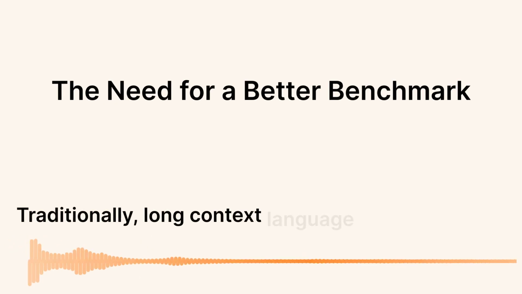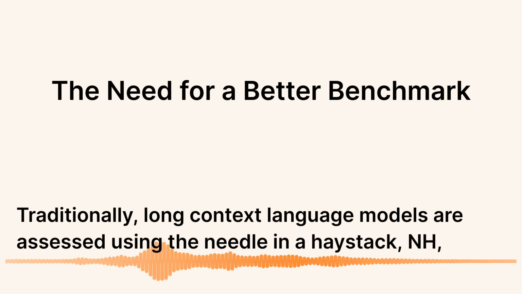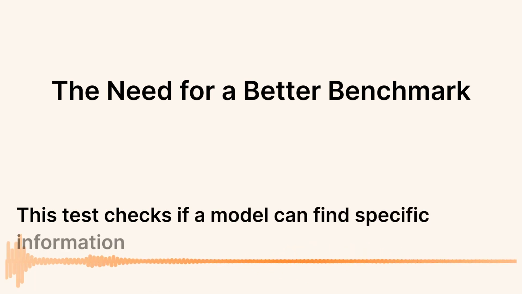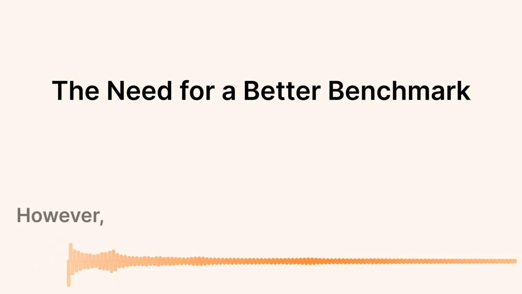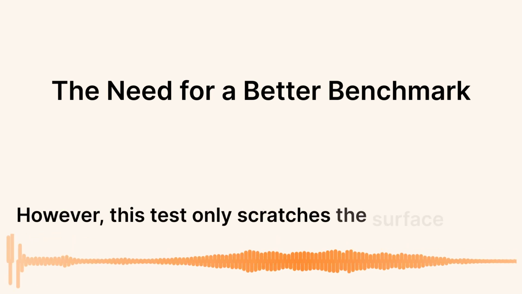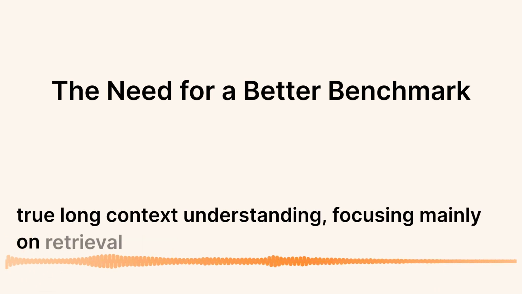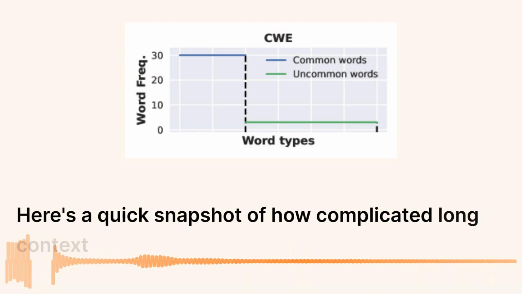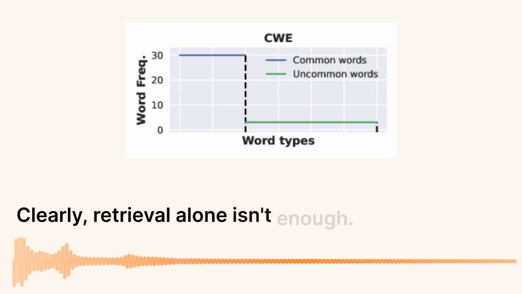Traditionally, long context language models are assessed using the needle in a haystack (NIAH) test. This test checks if a model can find specific information hidden within large volumes of irrelevant text. However, this test only scratches the surface of true long context understanding, focusing mainly on retrieval capabilities. Here's a quick snapshot of how complicated long context tasks can be. Clearly, retrieval alone isn't enough.